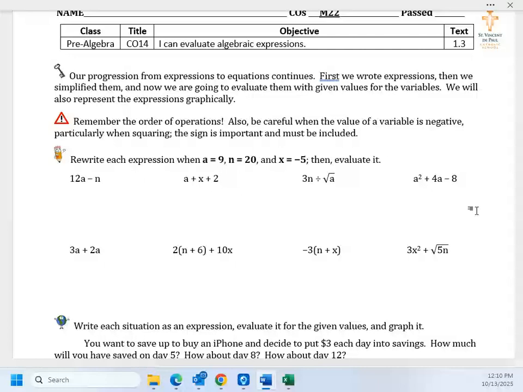Remember the order of operations. It matters. Also be careful when the value of a variable is negative, particularly when squaring. This sign is important and must be included.